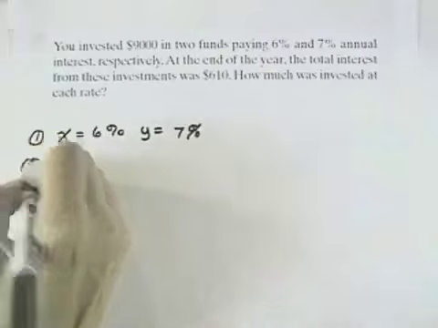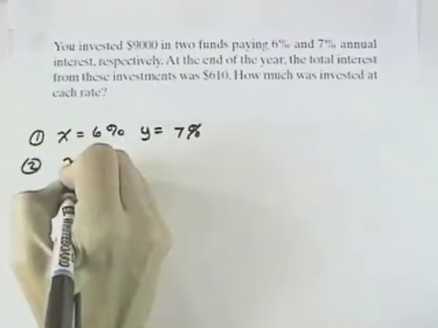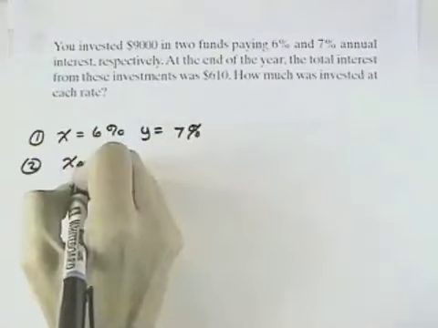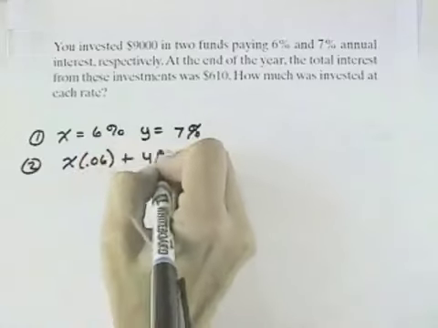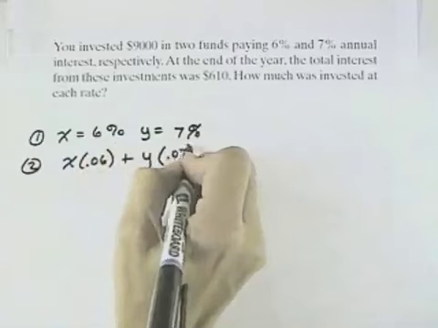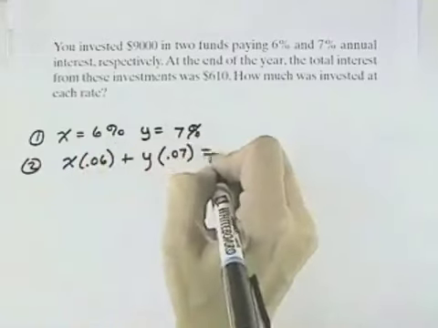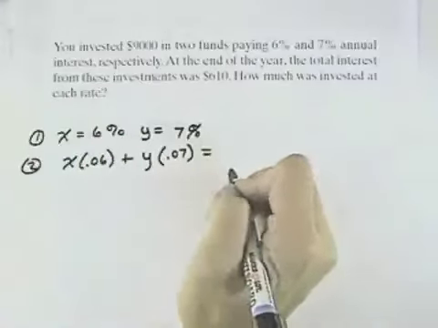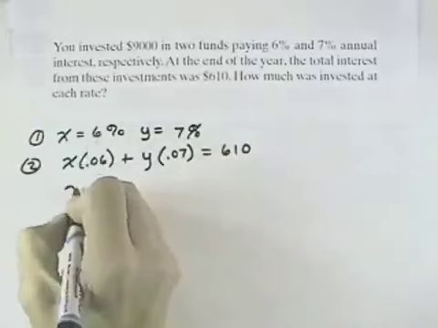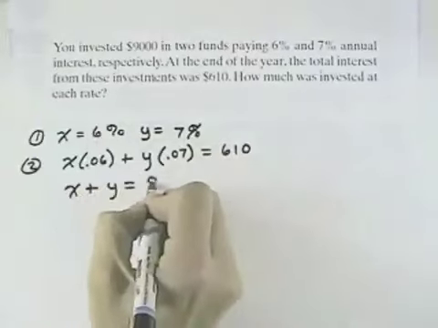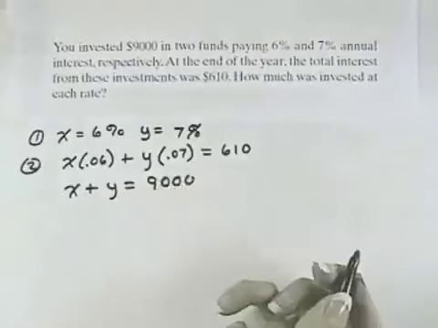Step 2 is to write our system of equations. Well, we know x is the amount that is invested at 6%, so 0.06 times x, plus y, the amount invested at 7%, so 0.07 of y, should equal the total amount of interest, which was $610. We also know that the total of the two investments should equal $9,000.